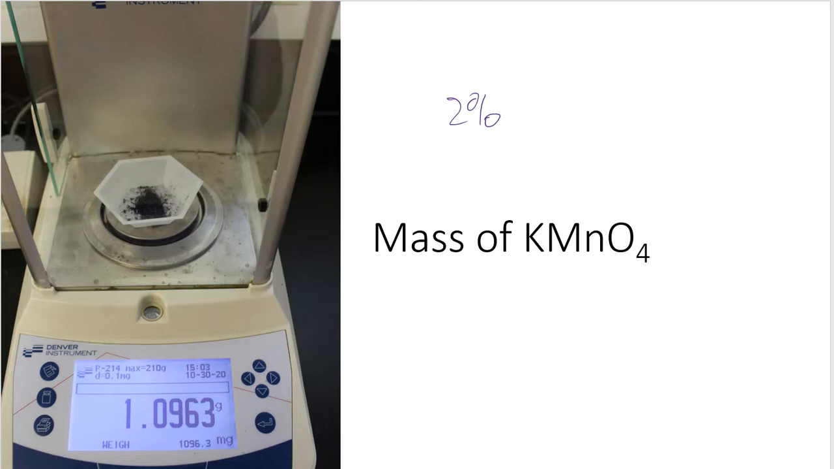So 2%, well, that means 0.02, and I made 50 mL in total. So there you go. That gives you a target gram amount, and maybe that is above or below or just the right amount. Who knows? But that's how we do that calculation.